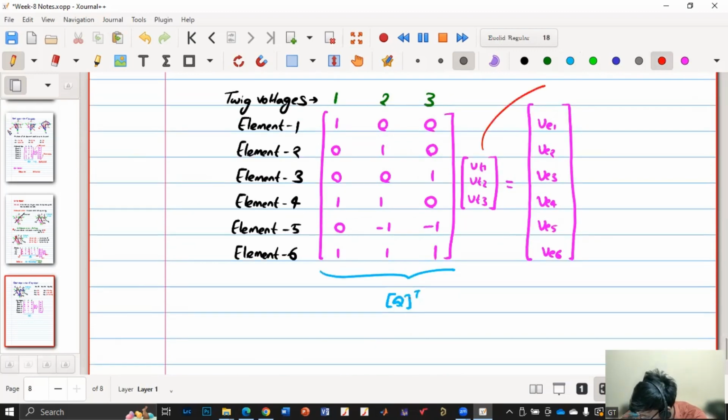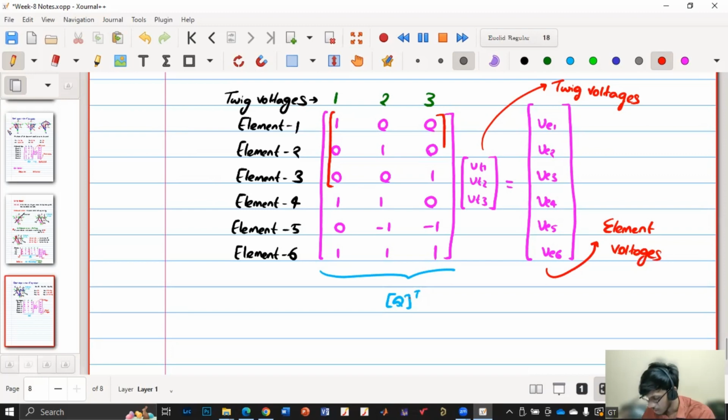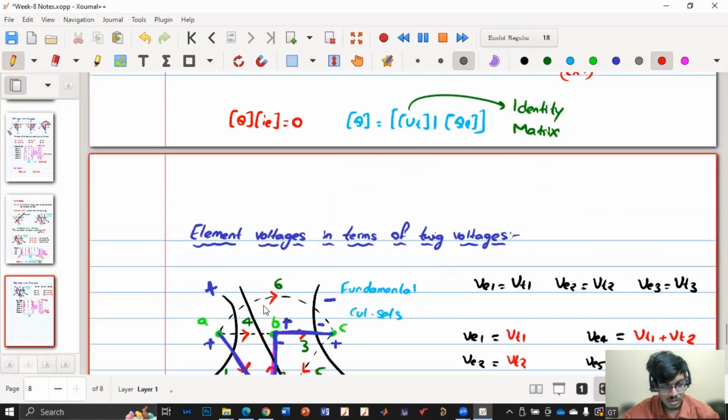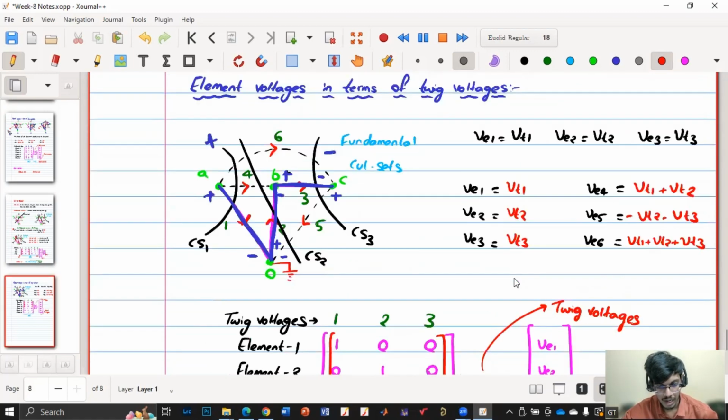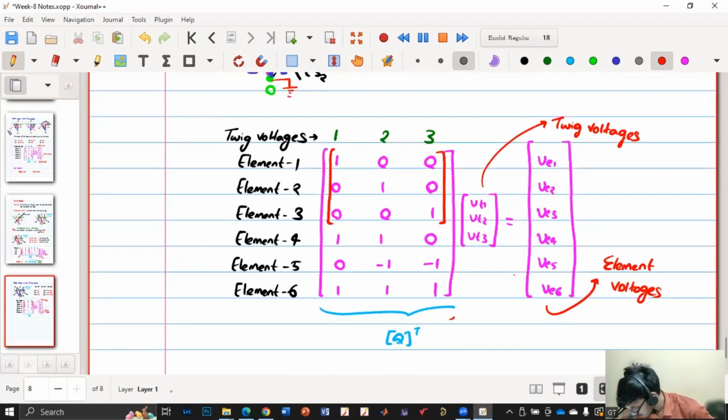And these are twig voltages, and these are element voltages. And if you see, the identity matrix is at the top, because in the case of the Q matrix, it is at the left. Now it will be at the top. And the Q transpose matrix size will be the transpose of this. So this was T cross E, now we'll have E cross T. And this is T cross 1, so we'll have E cross 1 here.